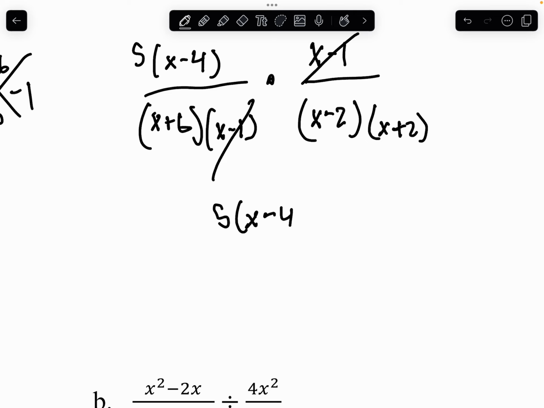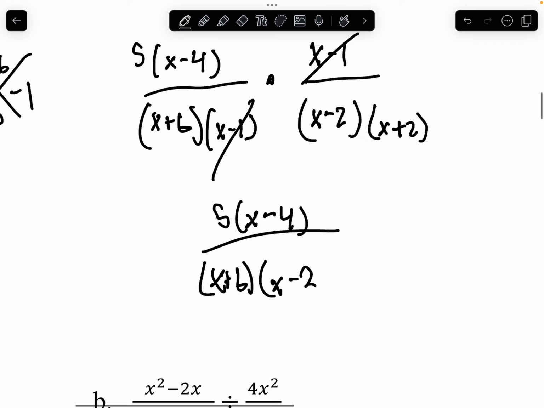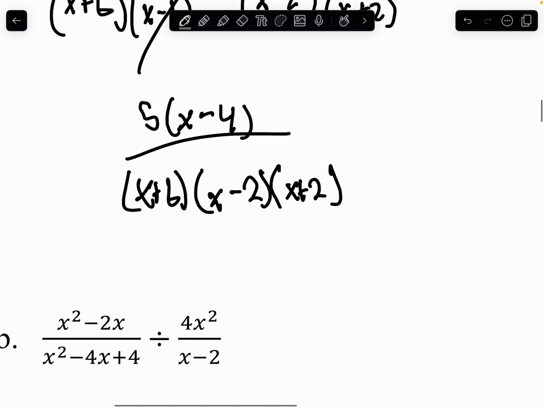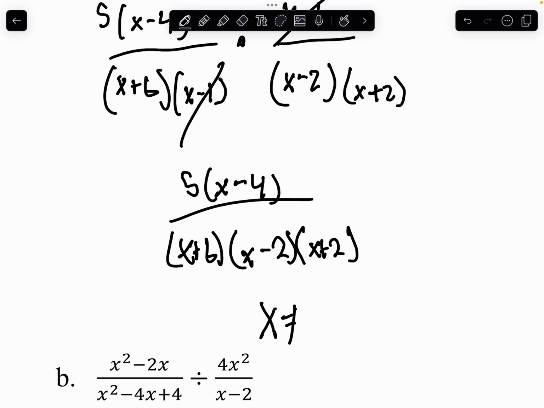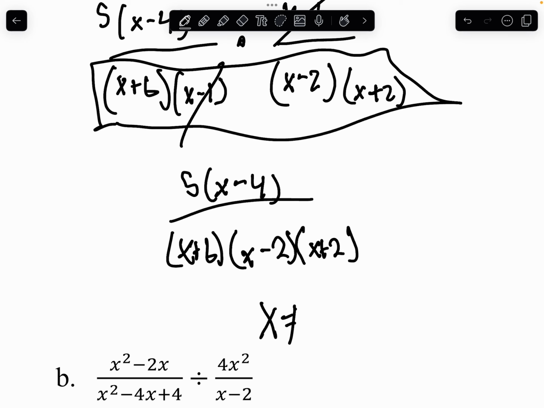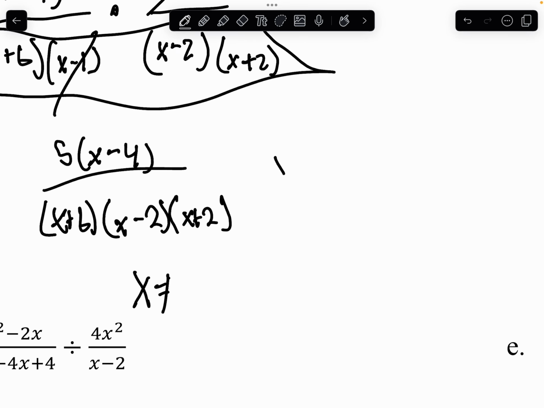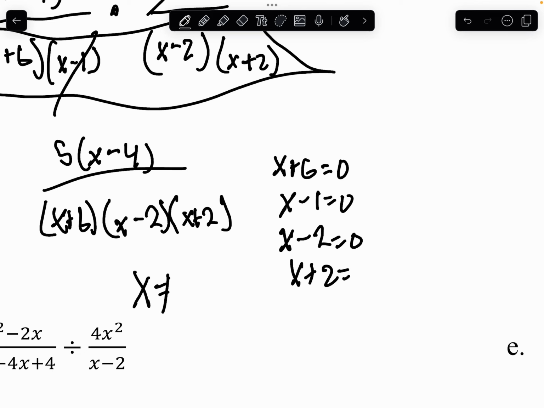x minus 4 over x plus 6 times x minus 2 times x plus 2. Now I've got to see what x cannot equal. Now you have to take all of these and set them to 0. So x plus 6 is 0. X minus 1 equals 0. X minus 2 equals 0. And x plus 2 equals 0.